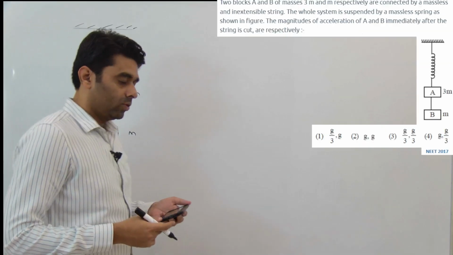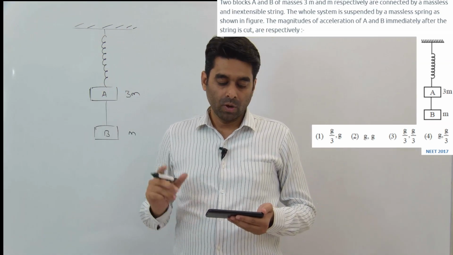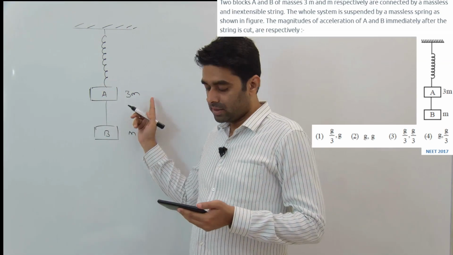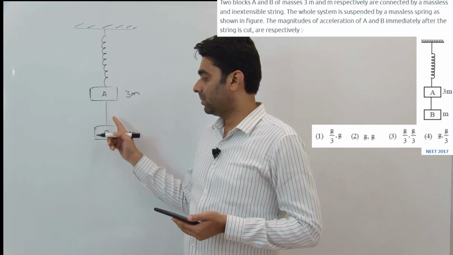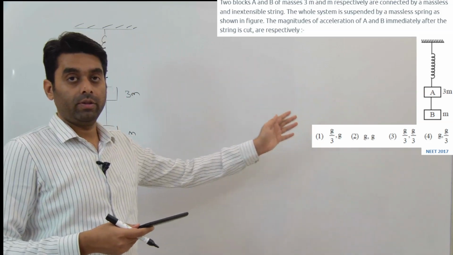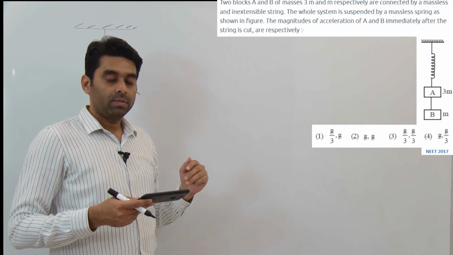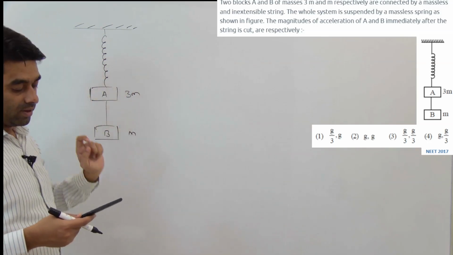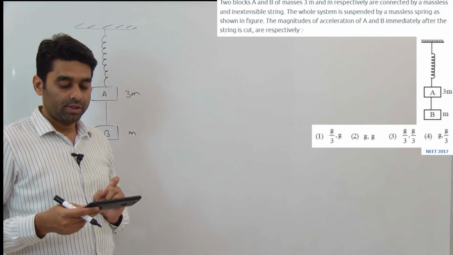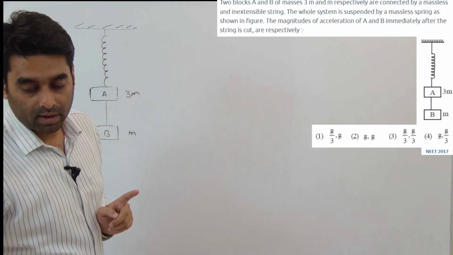Okay, so the last question that we have for this video is: two blocks A and B of masses 3m and m respectively are connected by a massless and inextensible string. You people also have your question. Now I have drawn it for my purpose. The whole system is suspended by a massless spring as shown in the figure. So the massless spring is also there. The magnitude of acceleration of A and B immediately after the string is cut are respectively.